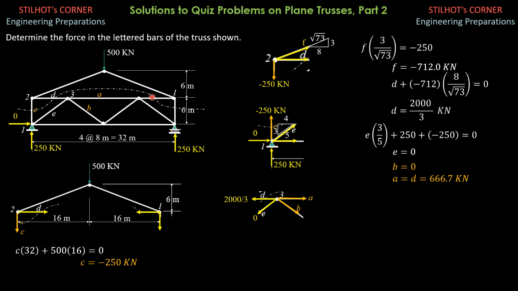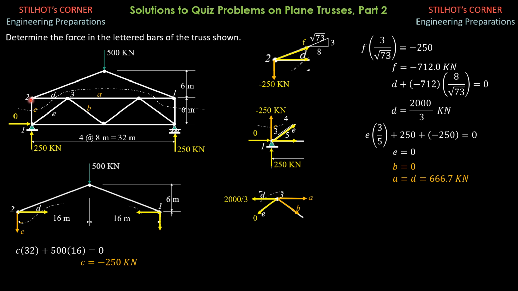These three members have their lines of action meeting at 1. This is the free body diagram of the section considering the upper part. So remember that the span or distance between supports is 32, and this is the center, therefore half of 32, 16 and 16. Summation of moments about this joint 1 equals 0, counterclockwise positive. So we have C times 32 plus 500 times 16 equals 0. Solving for C is negative 250 kilonewtons.